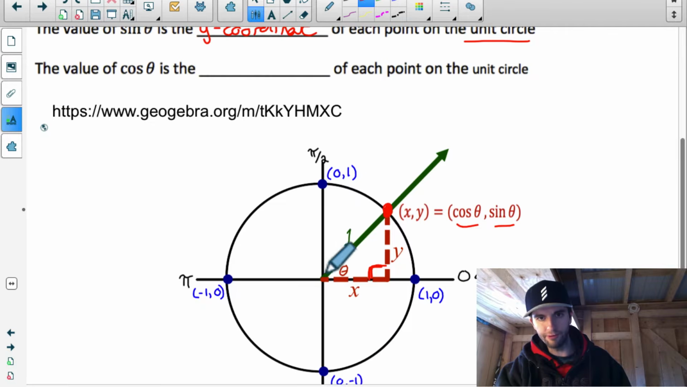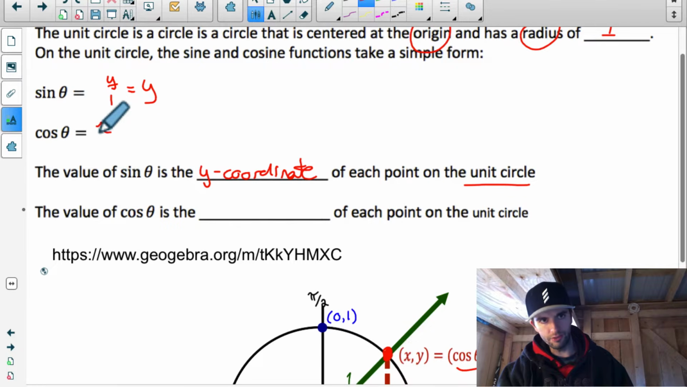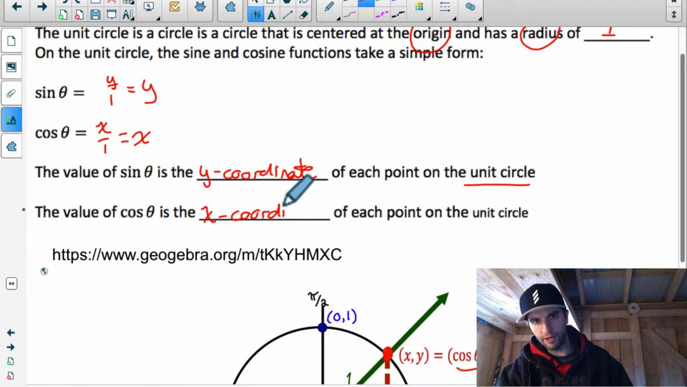If we were to do from this angle of rotation, from this principal angle, cos theta equals adjacent x over hypotenuse 1. So x over 1, which is just x, that tells us the value of cos theta is equal to the x coordinate of where we intersect the unit circle.